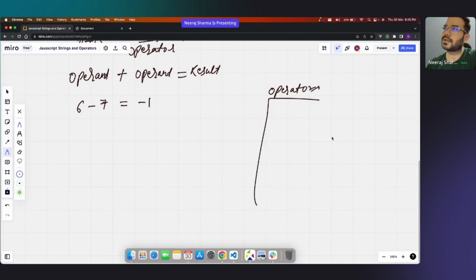So there are some operators which are already defined in your JavaScript. JavaScript has some operators already defined in the language. Whenever JavaScript sees that operator, it will know what to do based on where it is coming. Whenever JavaScript sees the expression 6 minus 7, it knows that this is a minus operator, and the job of the minus operator is to subtract 7 from 6 and give back a result. It is that simple. Clear?